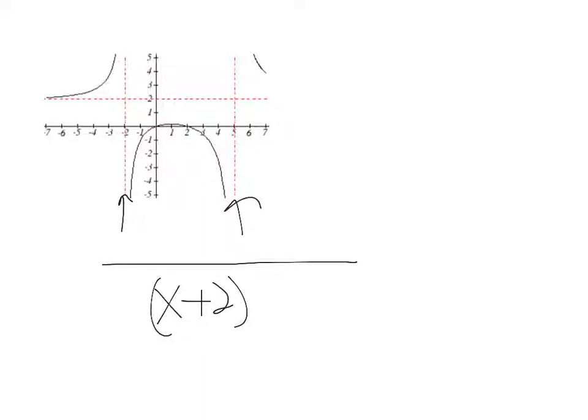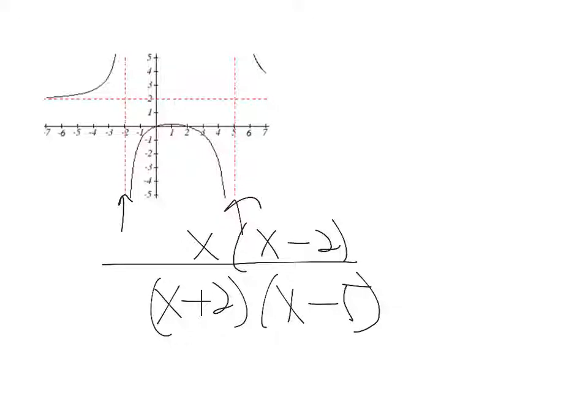Same thing happening at x equals 5, so I'm going to write x minus 5, and it's acting like 1 over x, so I don't have to square anything. I'm seeing a 0 at 0, so I could write x plus 0, or let's just write x. And I'm also seeing it crosses the x-axis at 2, so x minus 2.